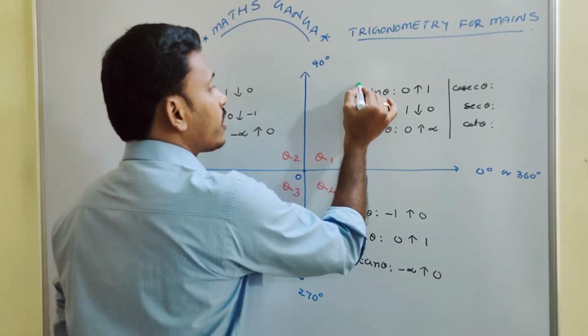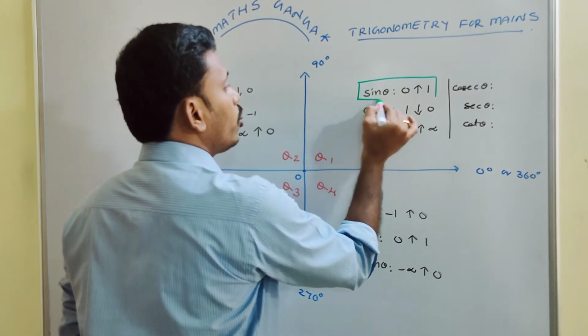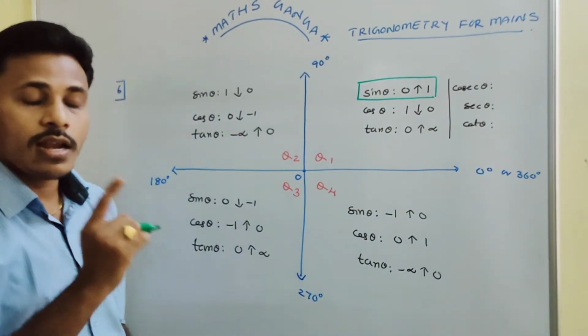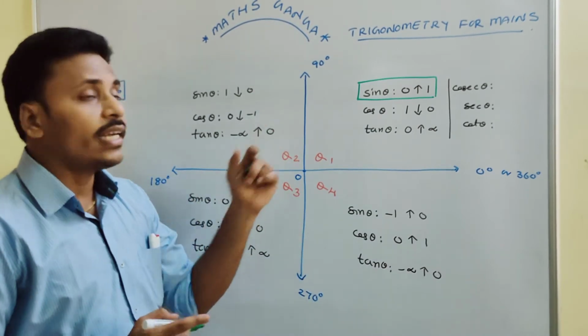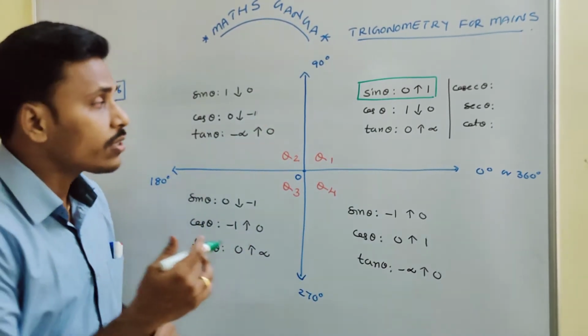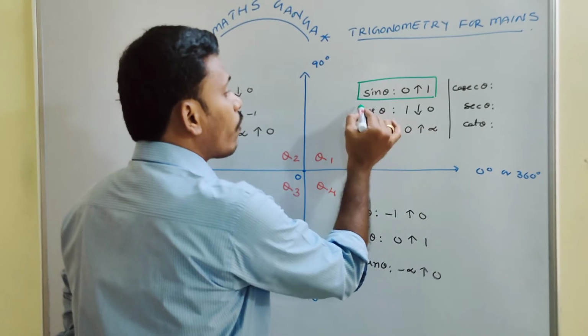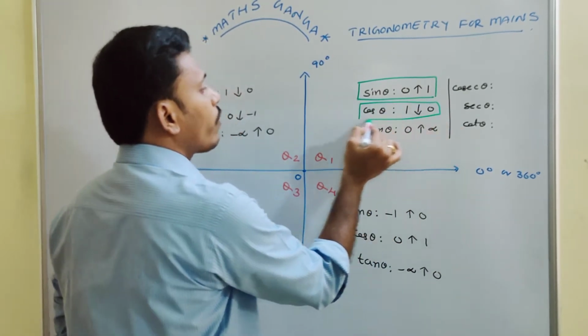So I say that sine theta is increasing from 0 to 1. Right? And now what about cos theta? Cos 0 degrees is 1, whereas cos 90 degrees is 0. So cos theta is decreasing from 1 to 0.